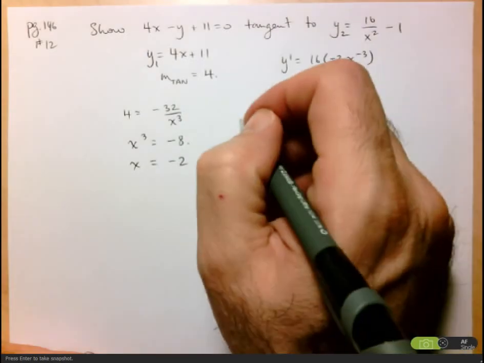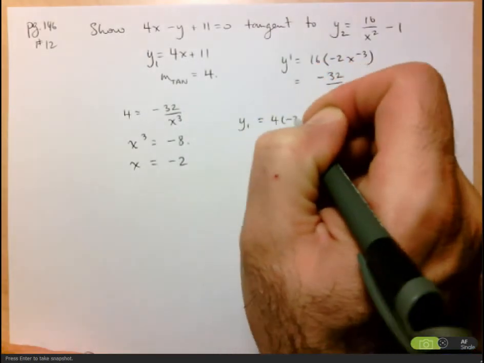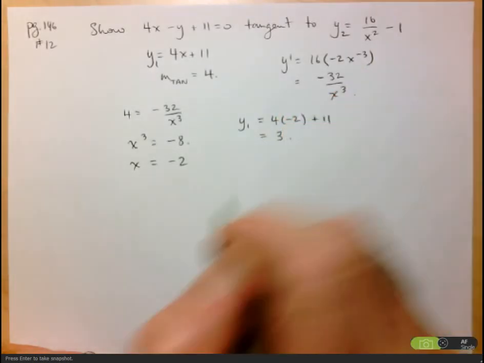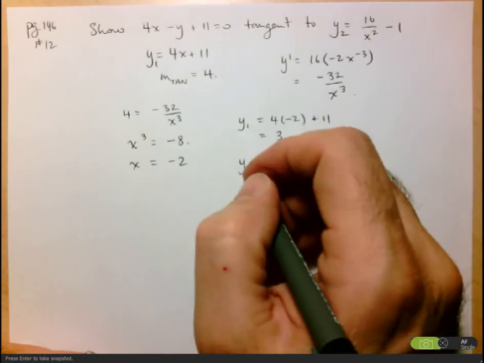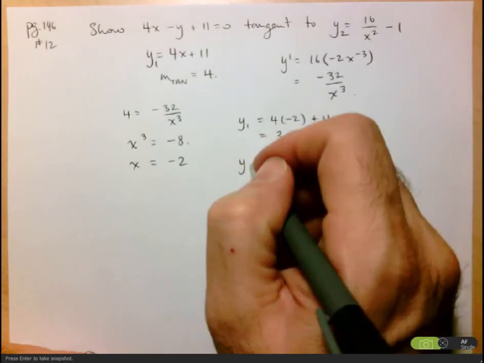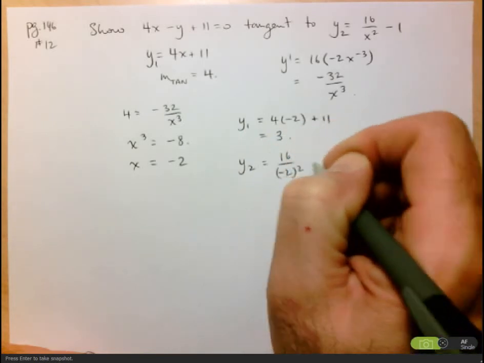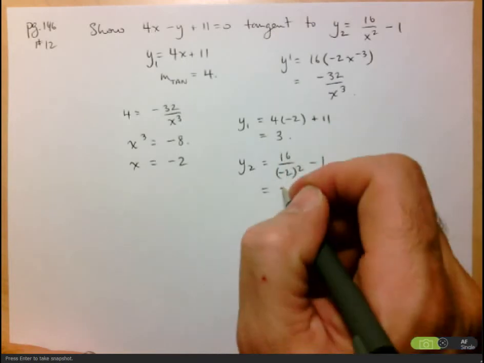So first let's check the y value on the line. 4 times negative 2 plus 11, so negative 8 plus 11 is 3. Now we need to make sure that the y value is the same on the curve. So here we've got 16 over negative 2 squared, minus 1, and so 16 over 4 is 4, minus 1 is 3.